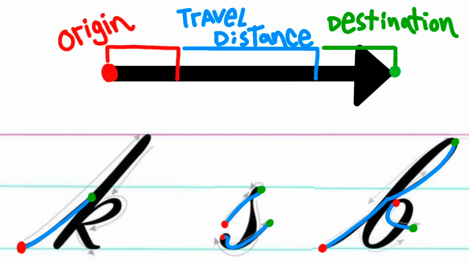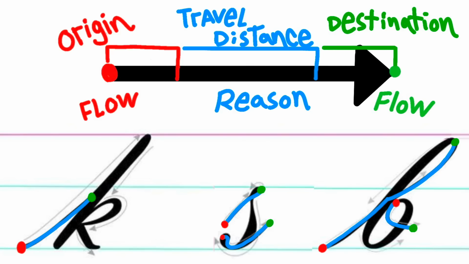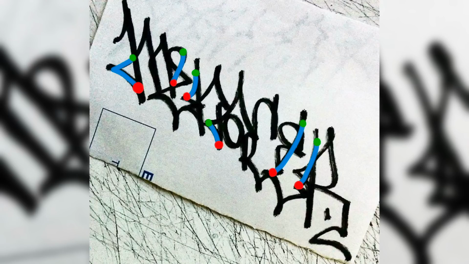And for the formula of an extension, you want to flow out of your origin, you want to have a reason for the travel distance, and you want to flow at the destination. Cursive builds its letter structures specifically to fulfill just about all three of those functions. The letter structure allows the connecting line to flow out of the origin. The reason for the travel distance is to seamlessly connect into the second letter in order to speed up your writing process. And then the next letter allows the connecting line to flow back into the destination.